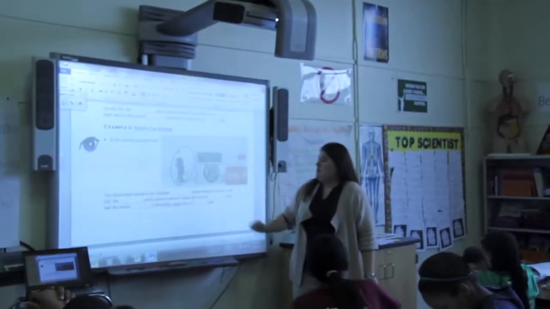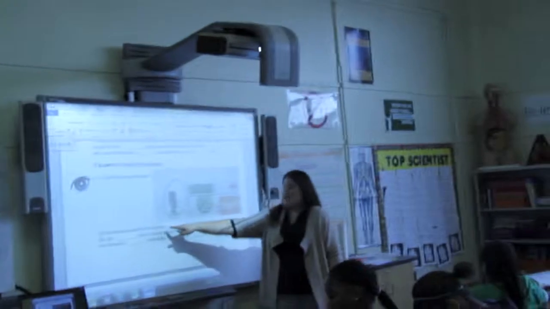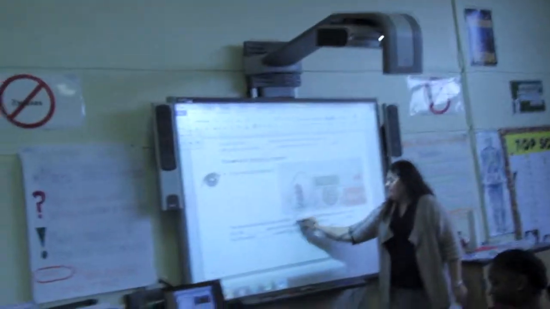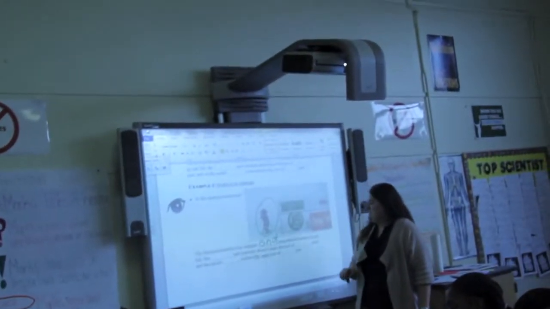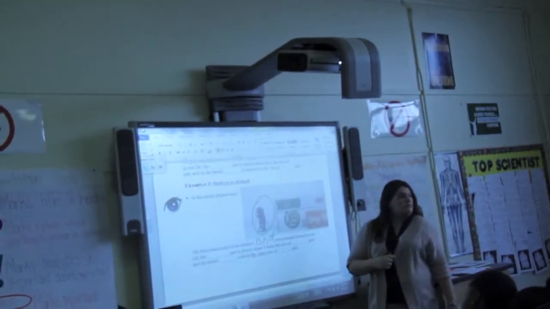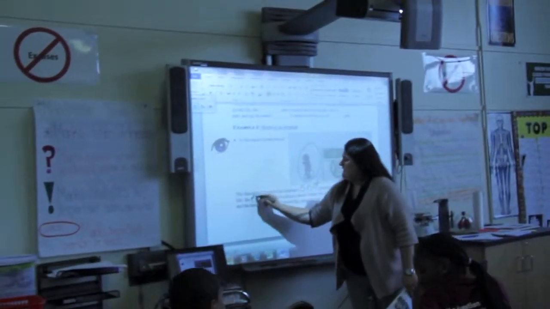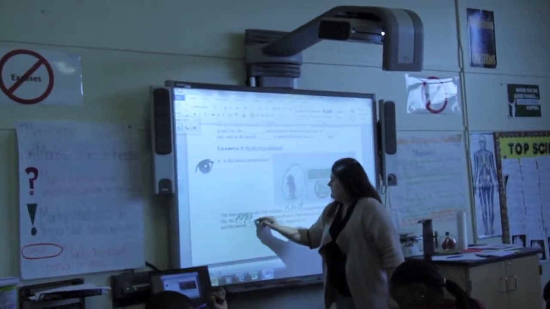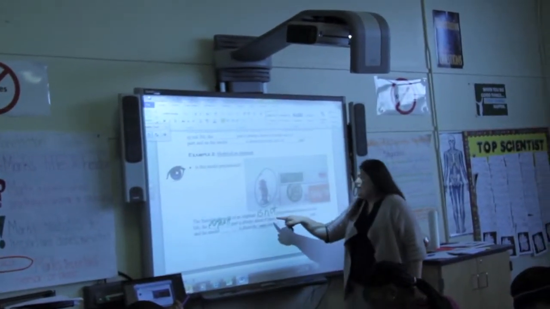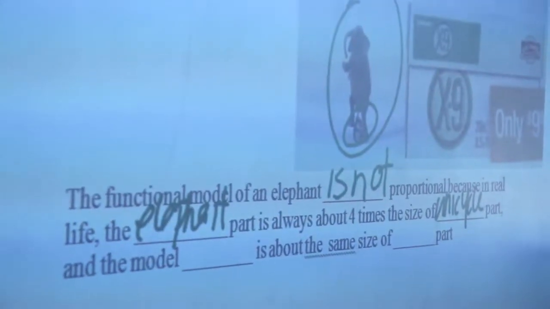So for this one, you would put the functional model of an elephant is not proportional because in real life, the elephant part is always about 4 times the size of a unicycle. The whole statement, please.